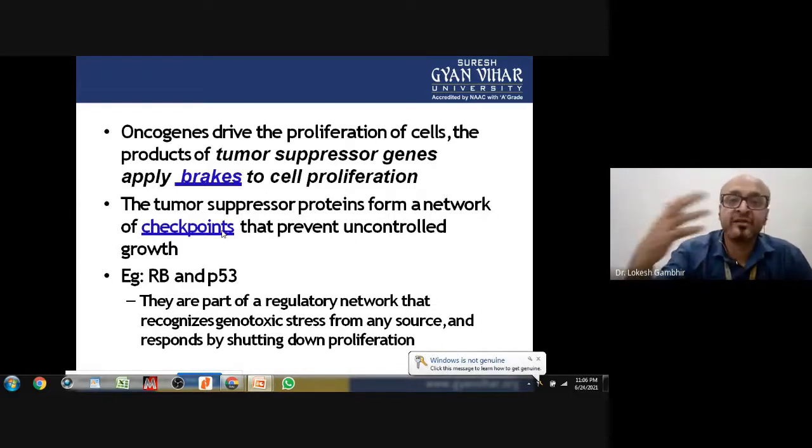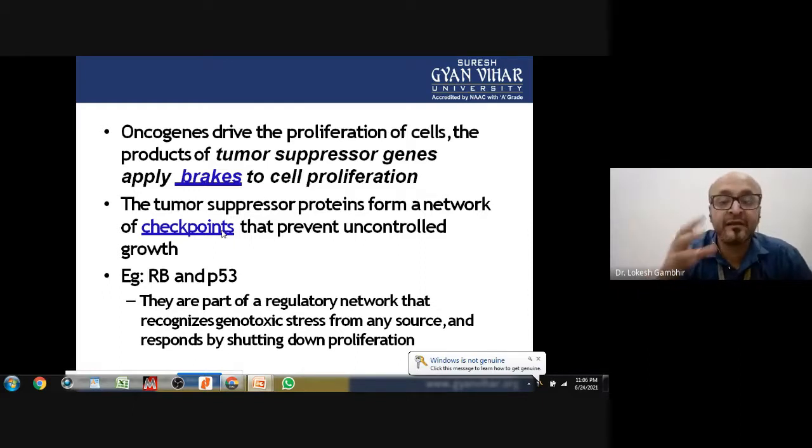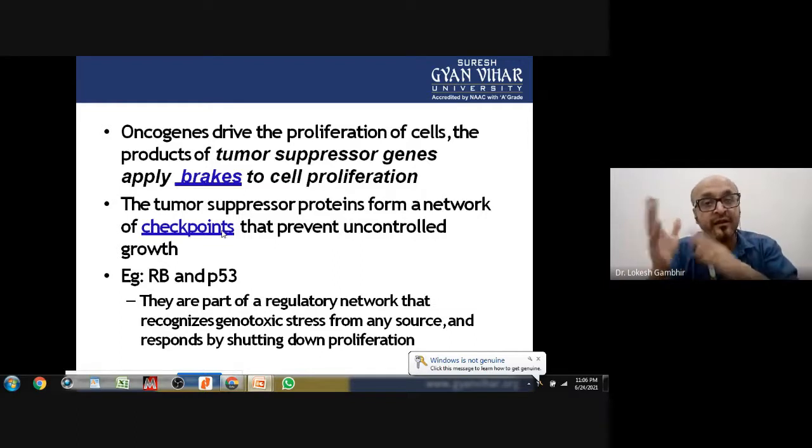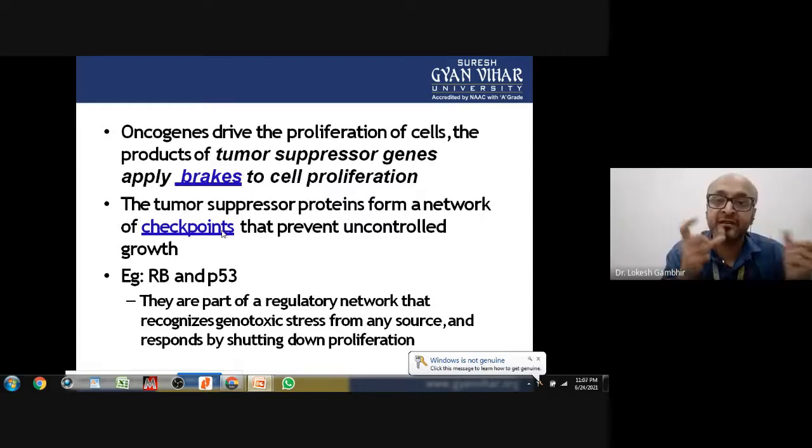Then on the opposite side, there are genes which are called tumor suppressor genes. Although in later stages I'll tell you that that's a misnomer, the function of tumor suppressor genes is to apply the brakes on what? On cell proliferation. These are the checkpoints. Tumor suppressor genes are the checkpoints. They will check the function of the oncogenes. They will say, no, you cannot go for uncontrolled growth. There has to be a controlled cell proliferation in order to go for normal cellular responses.